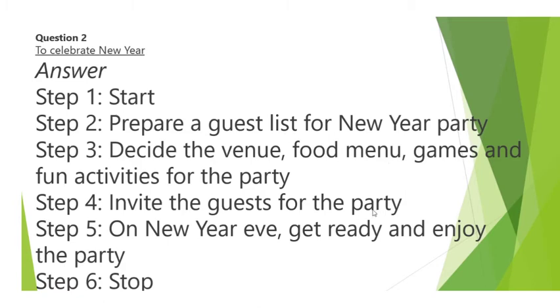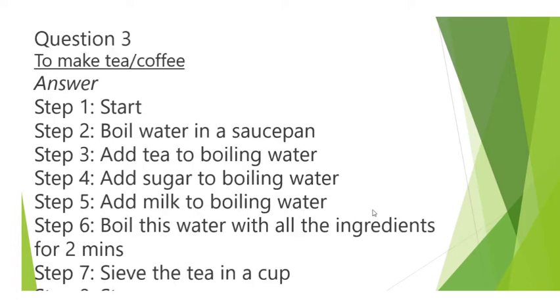Alright, now this is the algorithm part. Now next is to make tea and coffee. It's very simple. We have already discussed this before also. So once again, let's see what the algorithm to make tea and coffee will be. First step, again, the new beginning starts with the start option or start box symbol. The second step will be to boil water in a saucepan.